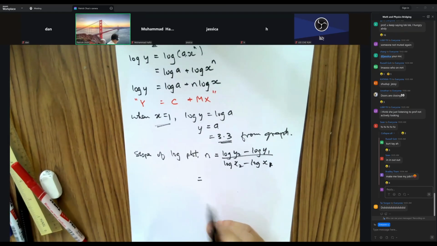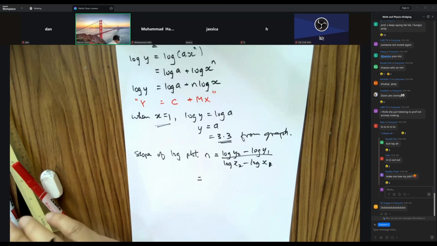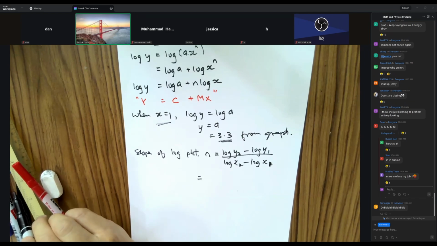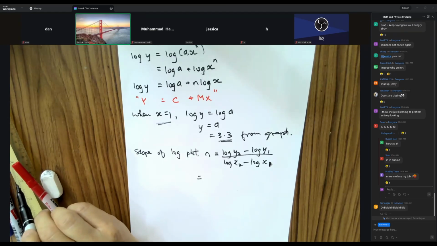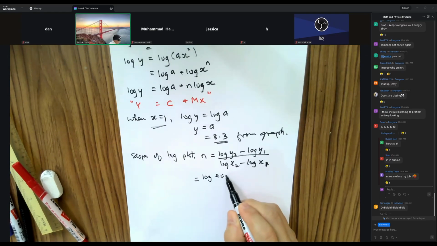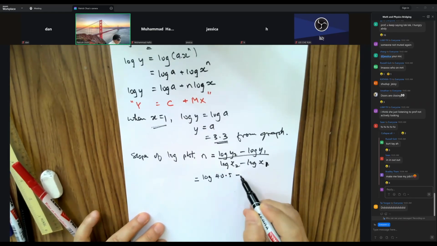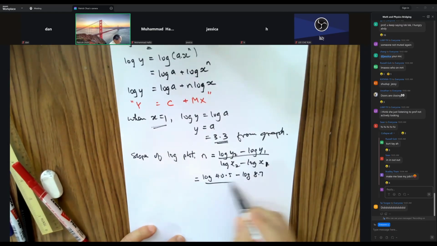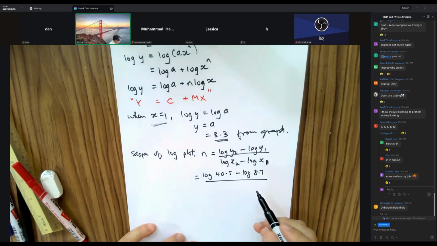If you look at your log graph paper, at point 2, what's the y2 value? Y2 is about 40.5, so log of 40.5, minus log y1. What's the y1? At point 1, what's the y value? About 8.7.